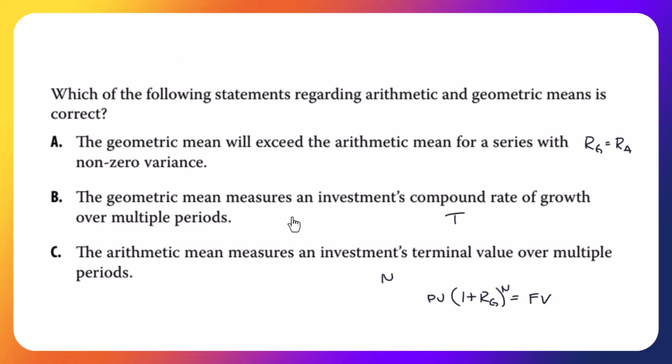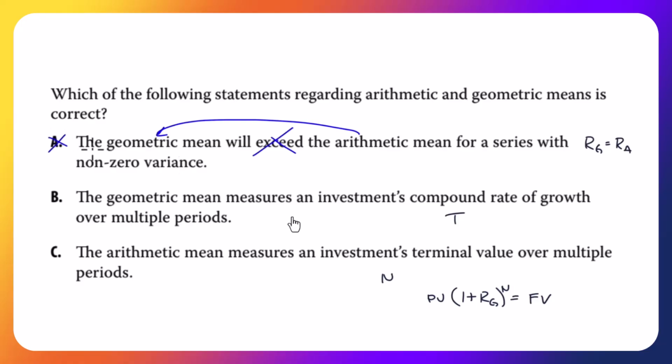There you go. Which of the following statements regarding arithmetic and geometric means is correct? The geometric mean will exceed the arithmetic mean. Right away, we can stop. The geometric mean will never exceed the arithmetic mean. We don't even have to read the end of that sentence. It says here for a series with non-zero variance. If you do have variance, you just reverse these two numbers: the arithmetic mean will exceed the geometric mean.